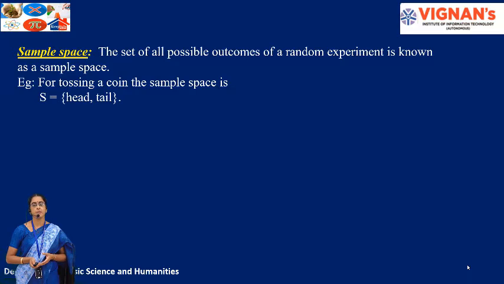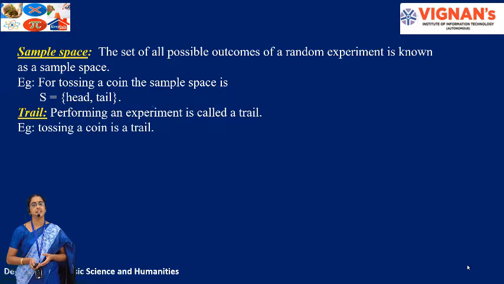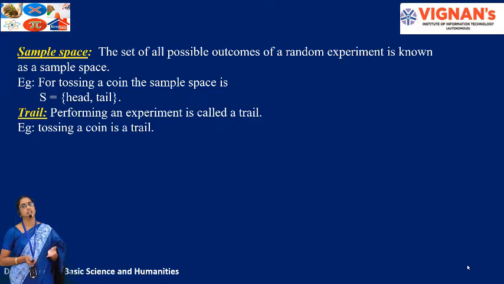So for example, the basic example we consider is tossing a coin. Trial is nothing but performing an experiment, and the example you can take is tossing a coin. Not only tossing a coin, you can consider the example of rolling a dice also. But before tossing a coin itself, we know the outcomes of the experiment, means we know the results of that, head and tail. But we are not sure whether head will occur or tail will occur.